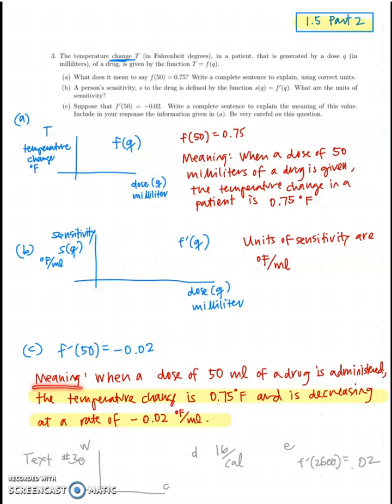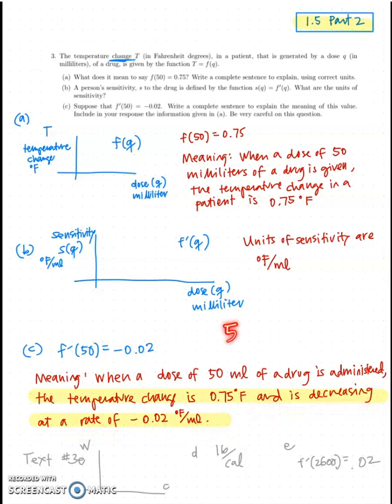So the meaning is, when a dose of 50 milliliters of a drug is administered, okay, everyone got that right, the temperature change is 0.75 degrees Fahrenheit, because I did ask you to include in your response the information given in A. That was part of the question. And so this is the new part to part C: that temperature change is decreasing at a rate of negative 0.02 degrees Fahrenheit per milliliter.